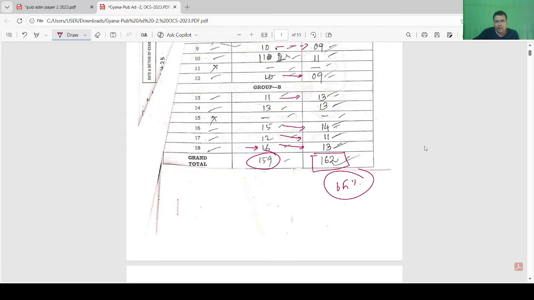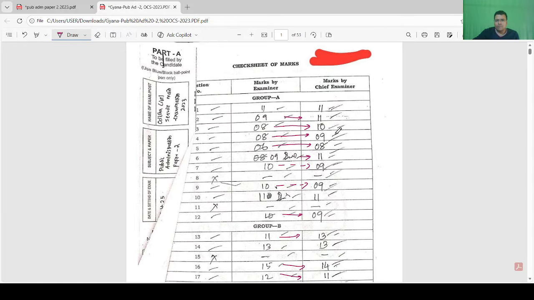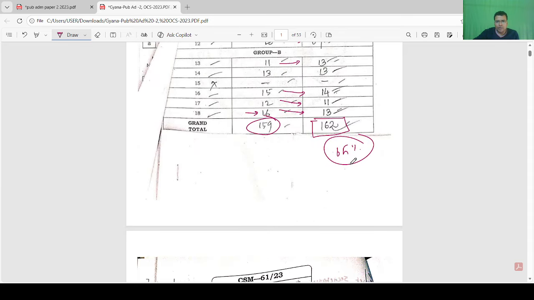Okay, again, I just want to show something to you. So the highest gettable mark is 16. Here he gets 16, 15, but the chief evaluator 14. So in a 20 marker, you can get 14 marks, and in a 15 marker, you can get 11 marks.